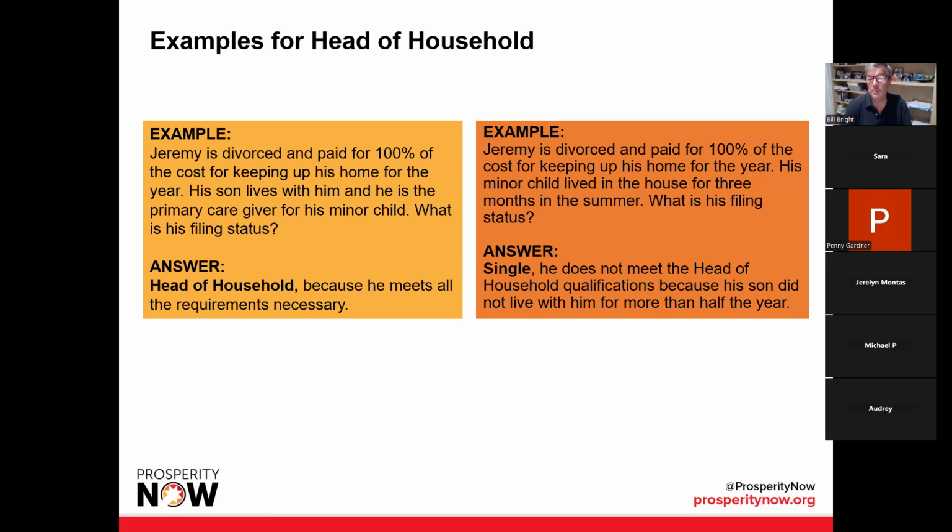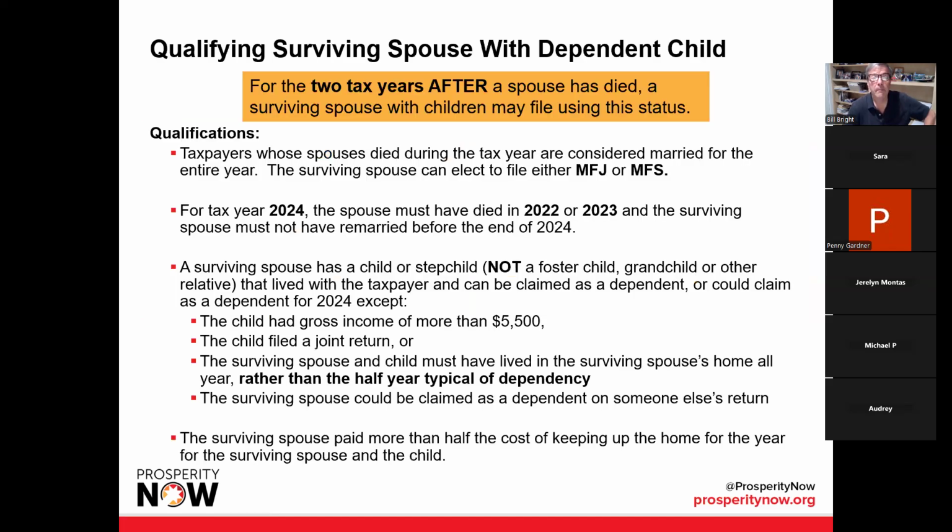Jeremy is divorced and paid for 100% of the cost of keeping up his home for the year. His minor child lived in the house for 3 months in the summer. What is his filing status? He's single because he doesn't meet the household qualifications for head of household. The child isn't living there for more than half the year. Again, that's usually something we never see. That situation is probably something that was put together by both parents as part of a divorce decree or a custody arrangement, and that's up to them to sort out.